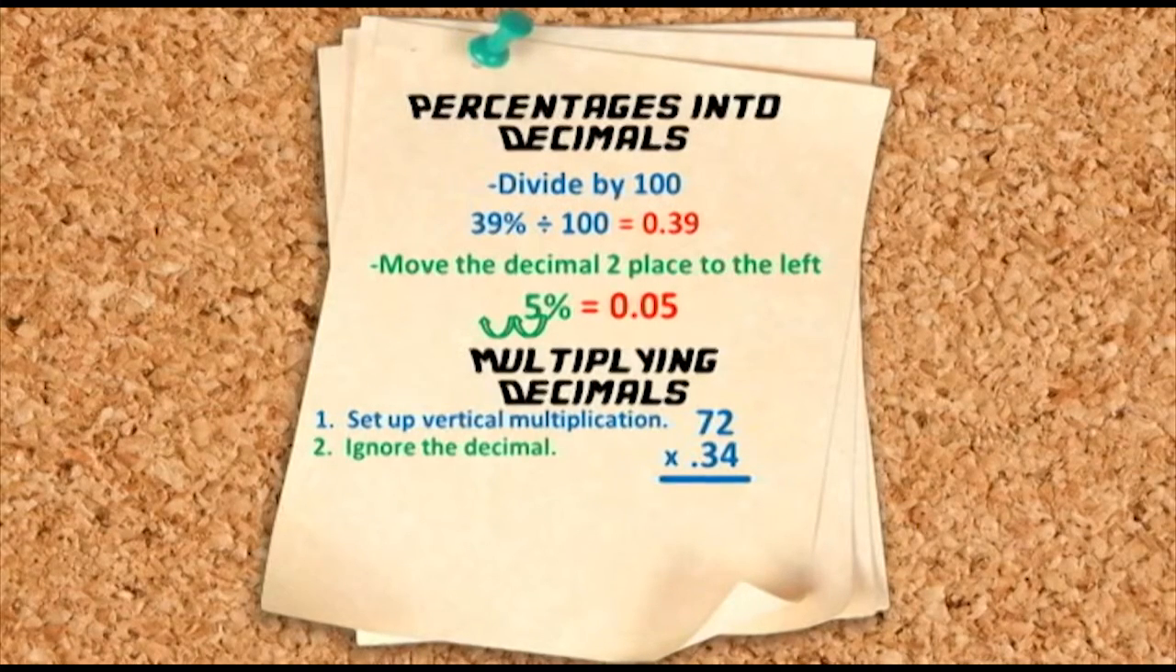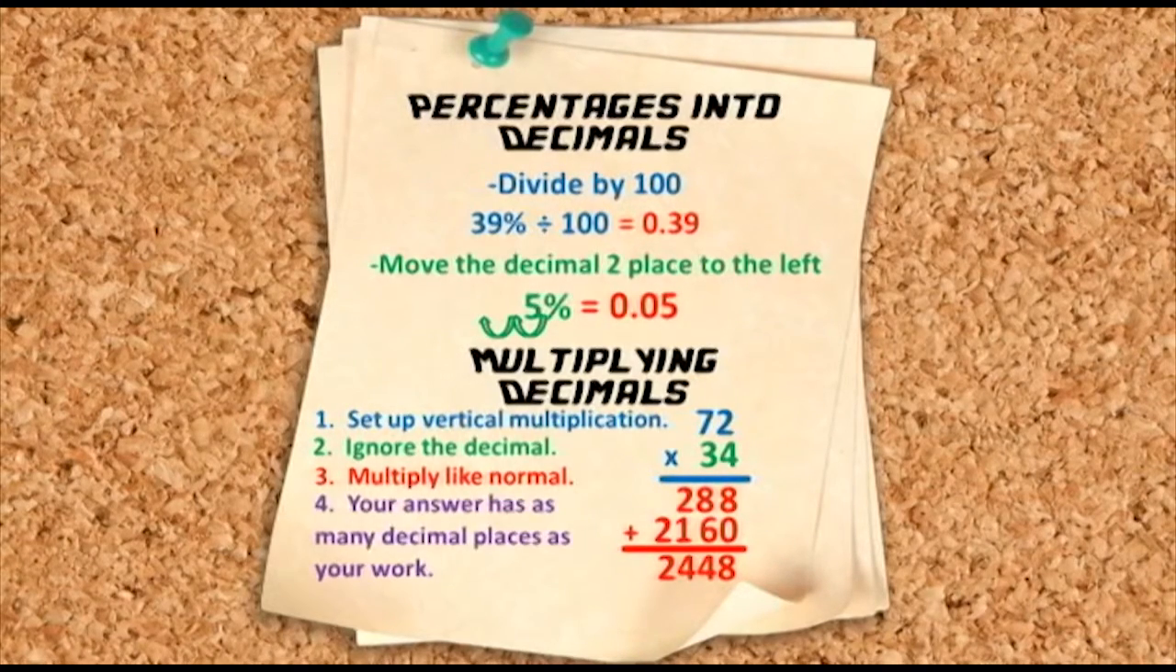Step two, ignore that decimal. The actual calculation, the step-by-step calculations, are going to look exactly the same whether you have that decimal or whether you don't have that decimal. It's going to get added back in at the end. Multiply like normal. So 4 times 2 is 8. 7 times 4 is 28. I'm going to drop down, move a space over, so I might include a 0. 3 times 2 is 6. 3 times 7 is 21. I add those up. I get 2,448.